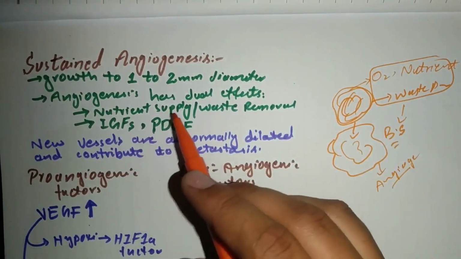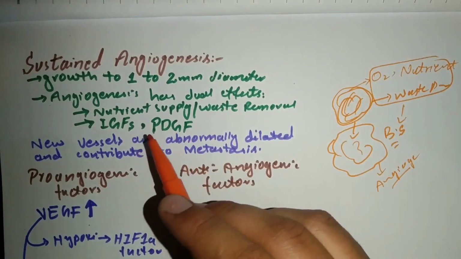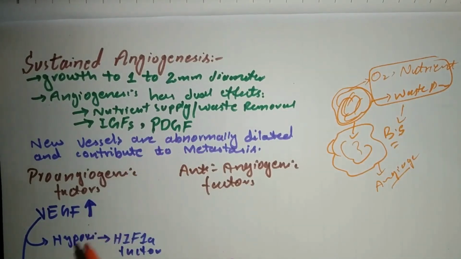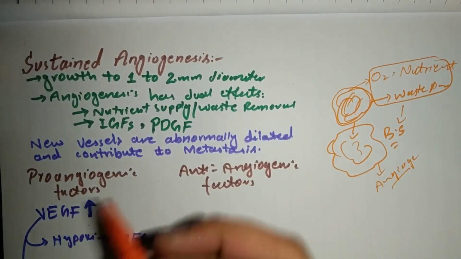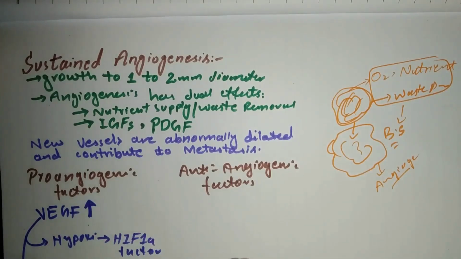So angiogenesis, or increased blood supply, basically depends upon two kinds of factors. One is pro-angiogenic factors, and the other is anti-angiogenic factors. And the balance between these factors actually determines whether new blood vessels will be formed or not.